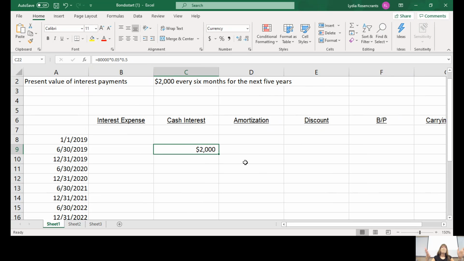But anyway, it's 80,000 times 0.05 times 0.5. So the maturity value of the bonds times the stated rate of interest, and then multiply it by 1/2 because it's semi-annual, okay? And we can just copy that down.